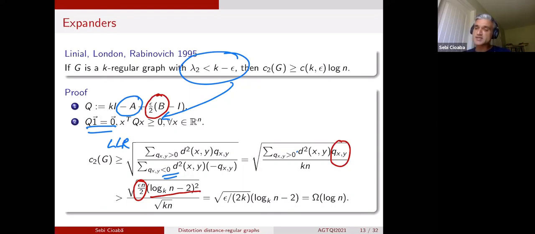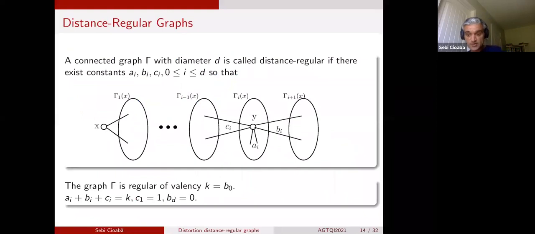And this is an important proof because it's something similar to what we'll see a bit later, what Valentin did for distance regular graphs. Okay, so that gets me to distance regular graphs.